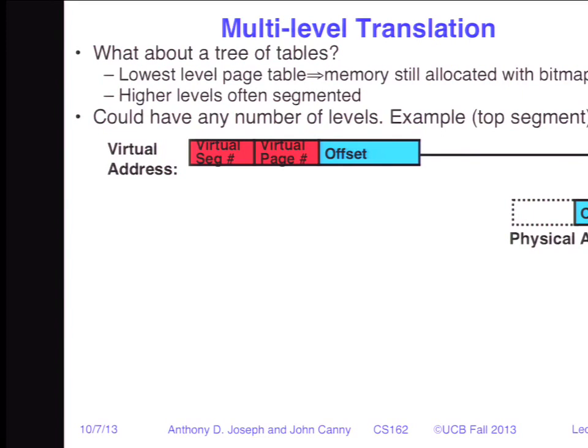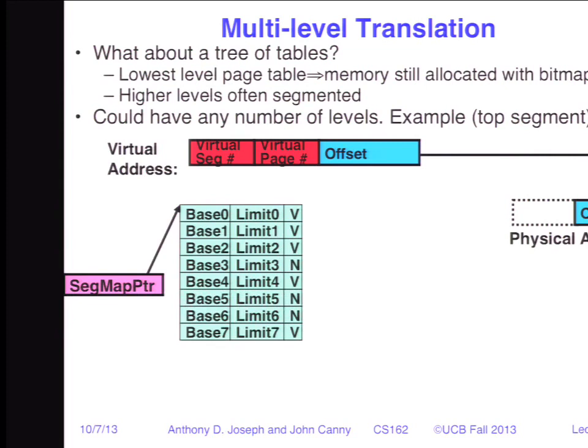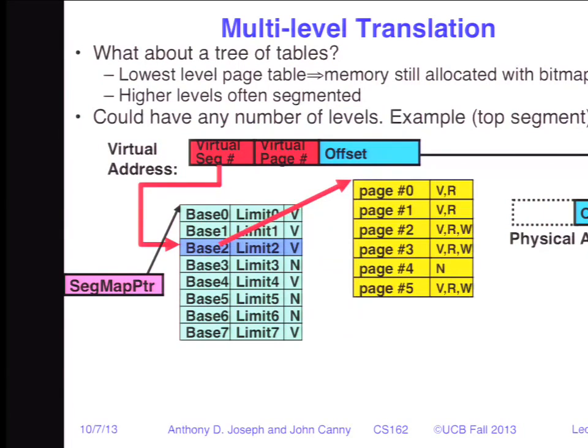So what are we going to do with the rest? First we need to find the appropriate page table. We're going to find that by looking up the virtual segment number first. We take our segment map pointer, which is a register that points to our segment map in memory, and we index into that segment map with our virtual segment number. In this case, let's say it's the third entry. That now returns the location of a page table. Before, the segment was giving us the actual data page. Now it's giving us a page table.